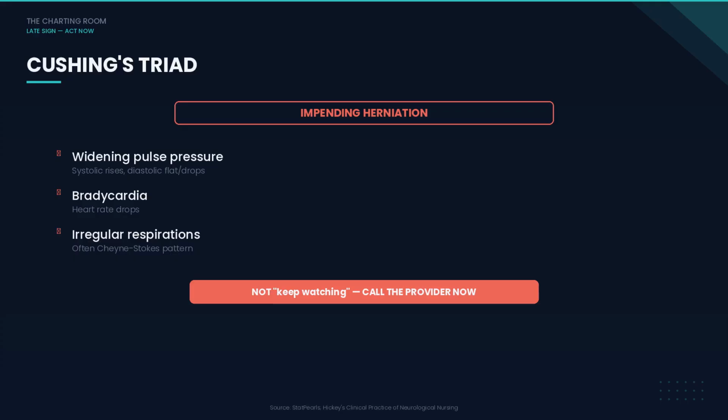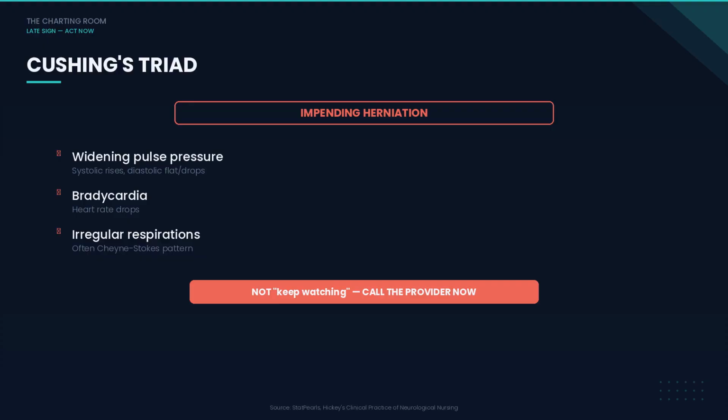But there's a late, unmistakable pattern called Cushing's Triad, and when you see it, you are looking at impending brain herniation. 3 components: a widening pulse pressure, systolic climbing while diastolic stays flat or drops, so the gap between them grows. Bradycardia, the heart rate drops. And irregular respirations, often the crescendo-decrescendo pattern of Cheyne-Stokes breathing.